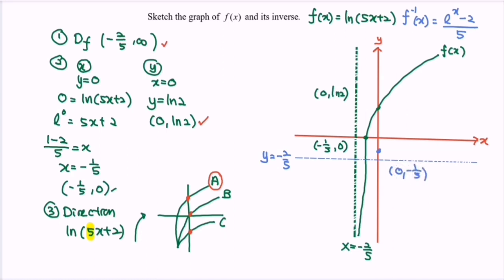Focus on this part. We have (0, ln 2). So it becomes (ln 2, 0). Let's say we have this part, (ln 2, 0). So the graph will be something like this. So that is the graph for f inverse. Here we have (ln 2, 0). So here we have the function f(x) and also its inverse.